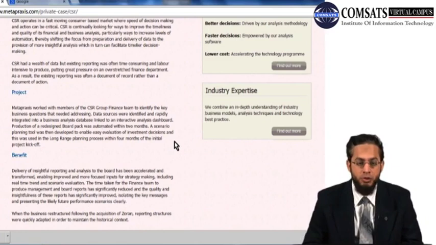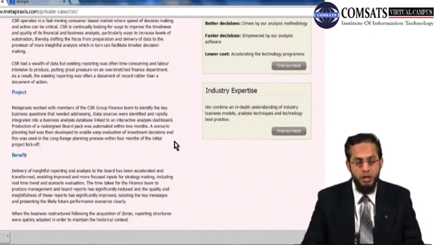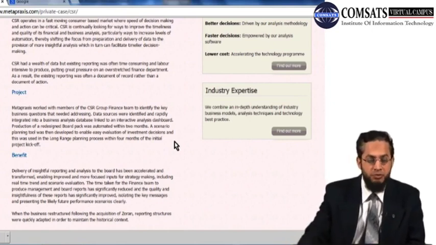Production of a redesigned board pack was automated within 2 months. A scenario planning tool was then developed to enable easy evaluation of investment decisions, and this was used in the long-range planning process within 4 months of the initial project kickoff. So basically they are talking about how they came up with a solution to that problem. For that, if you see, they said they worked with the members of the CSR group finance team to identify the key business questions that needed addressing.